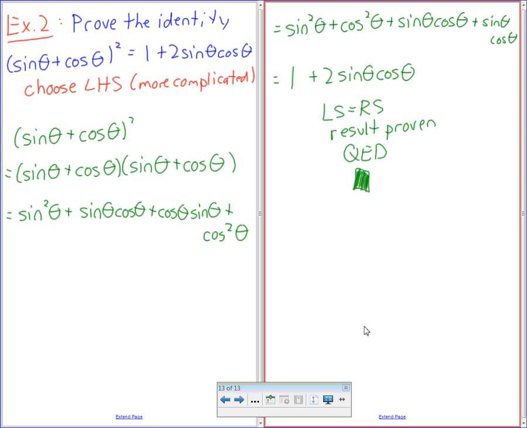Okay, let's talk about what all those mean. Left side equals right side means that you've shown the left part equals the right part. Result proven is what it says. QED is a Latin term, quod erat demonstrandum, which actually means that this has been proven.